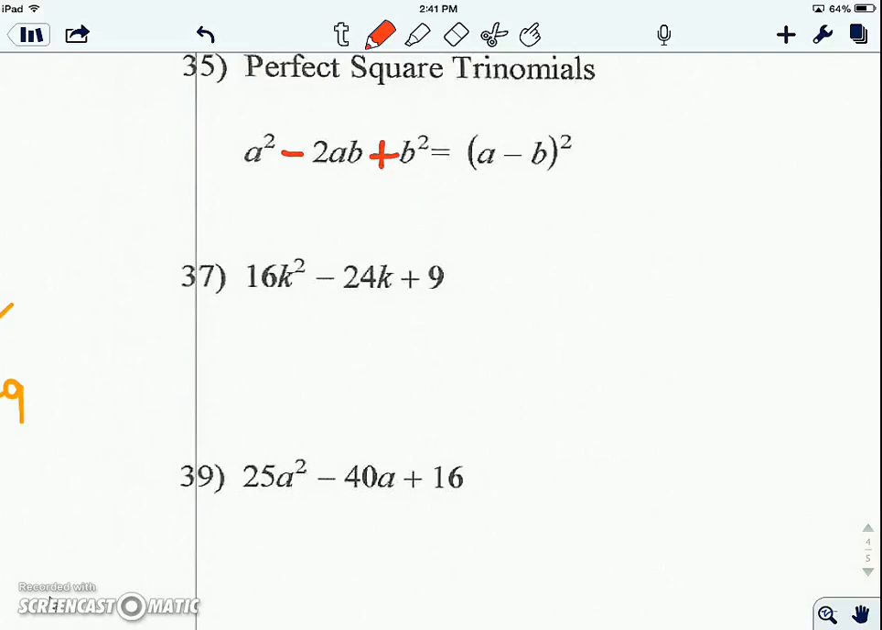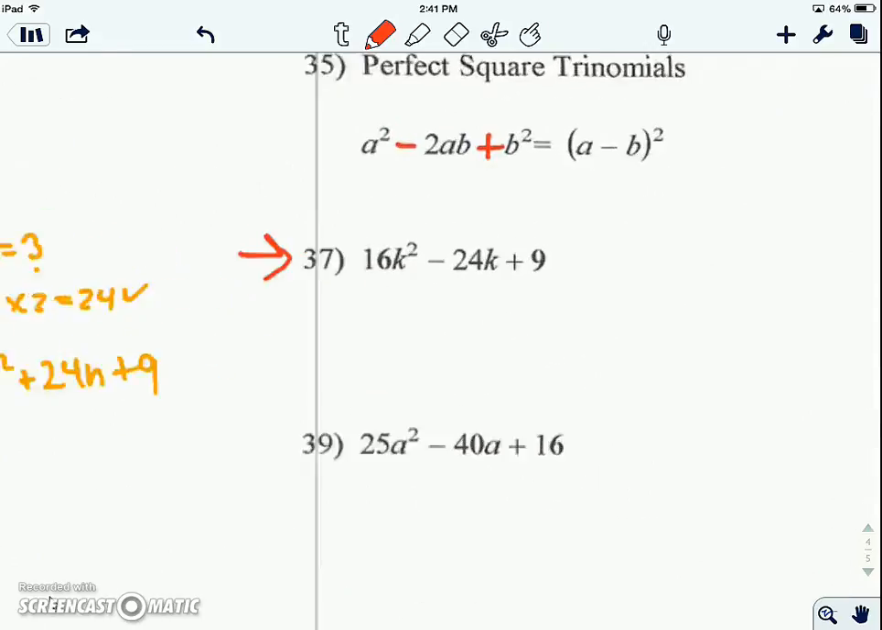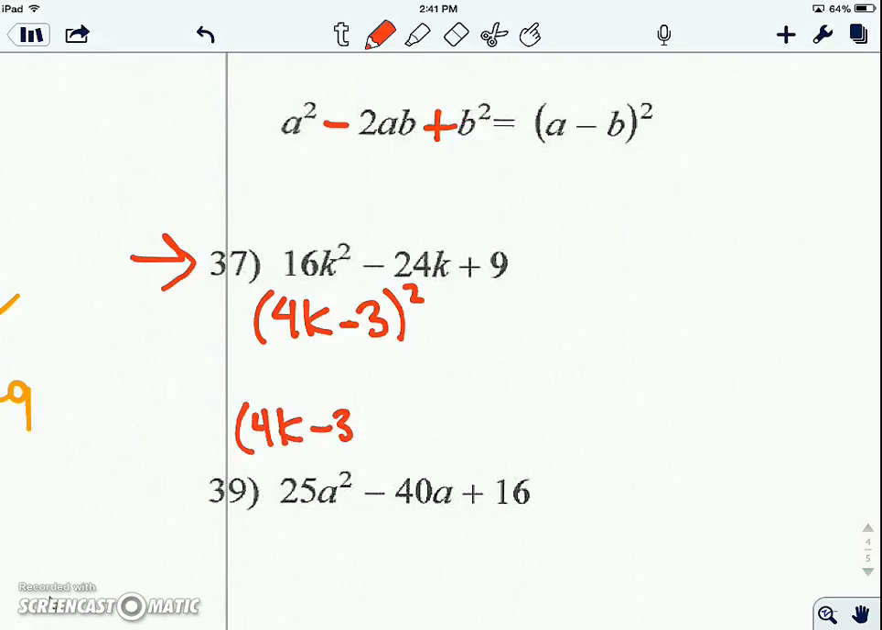Okay, and that's really funny, I didn't mean it to be, but 37 is the same problem as 36, but with a subtraction. So my answer is 4k minus 3 squared. And let's check that one. 4k minus 3 times 4k minus 3, just to prove to ourselves that this shortcut really works.